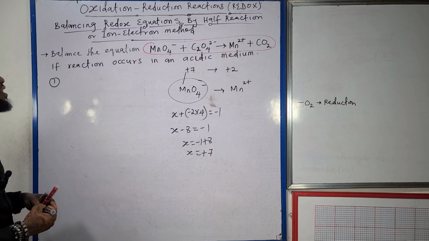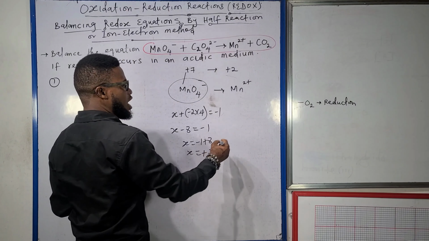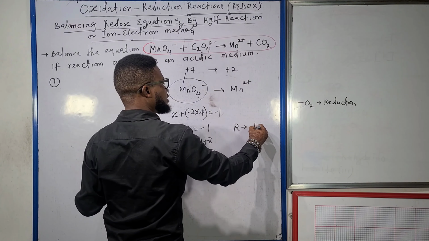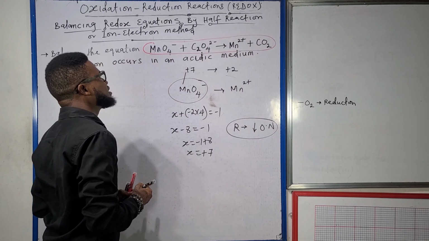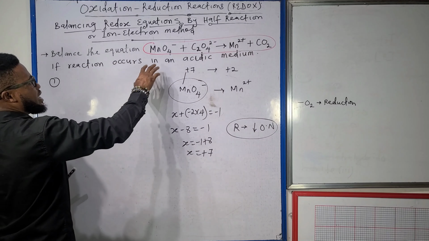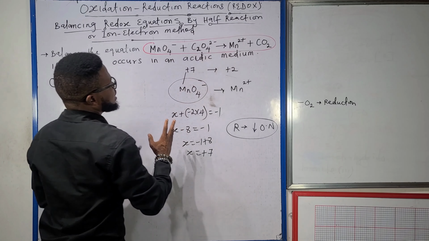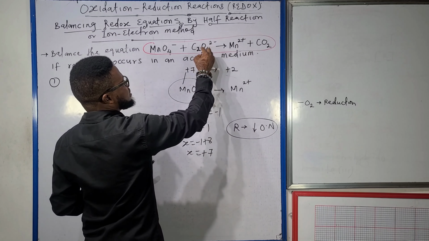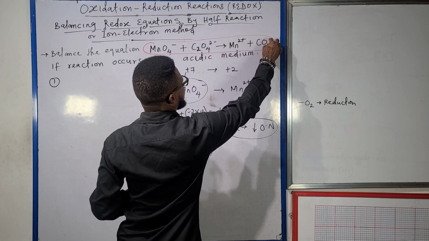So when I look at this, it is a decrease in oxidation number, and we all know that reduction is what? Reduction is a decrease in oxidation number. So when I look at this MnO4 minus to Mn2 plus, that is reduction. And when you look at this, it is C, carbon, the oxygen is here. This is minus 2 to 0.